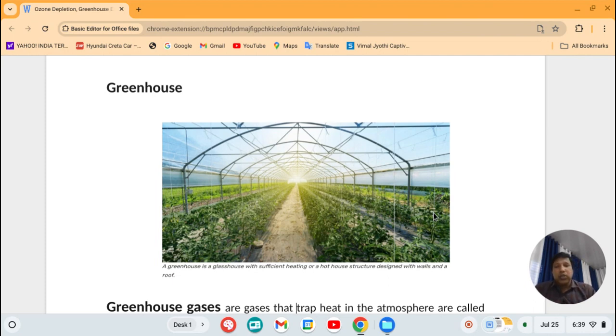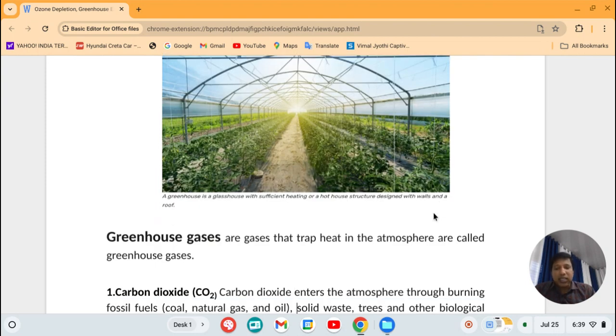So that is greenhouse. Now what are greenhouse gases? These are gases that trap heat in the atmosphere. Actually, if there is no sunlight, the Earth's atmosphere will be very cool. Now, since solar light is entering into the Earth's atmosphere, atmospheric gases are trapping this heat inside the atmosphere. So what are those gases?